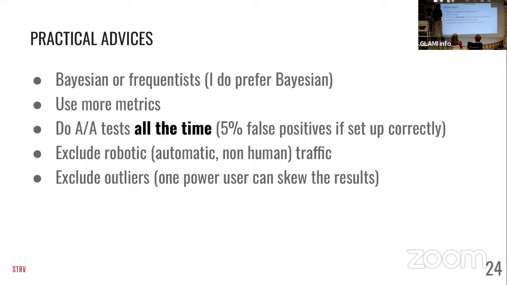Exclude robot traffic. Usually you don't want to measure your website on Google Robot or Seznam Robot or something like that, because it affects your results, if you can detect this; sometimes it's difficult. I also recommend excluding outliers, I mean power users, for example. I know a company where 2% of users generate 50% of revenue.